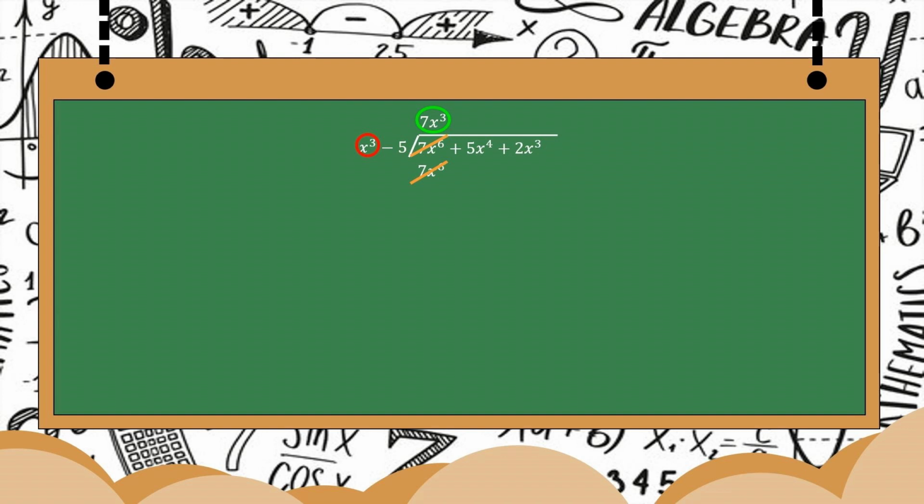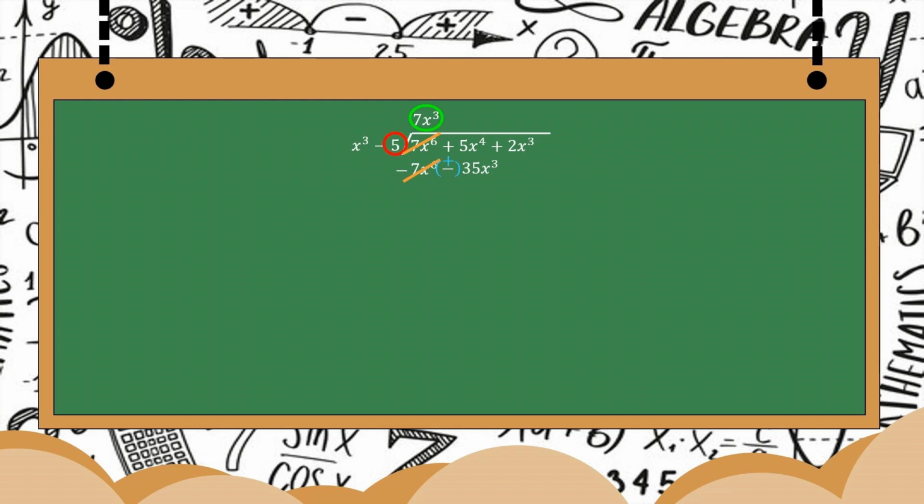Let's multiply our quotient into the first term of our divisor. So 7x cubed times x cubed. Here, the exponents in both the quotient and the divisor will be added to each other. 7x cubed times x cubed is equal to 7x raised to the power of 6. And then 7x cubed times negative 5 is equal to negative 35x cubed. So now we have the product of 7x cubed multiplied to our divisor, which is x cubed minus 5.